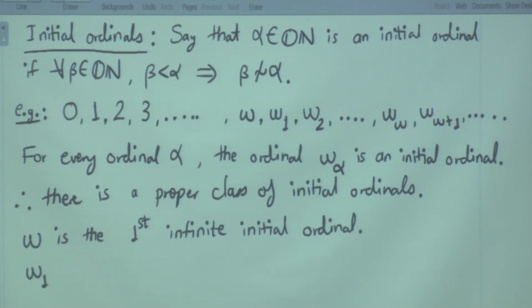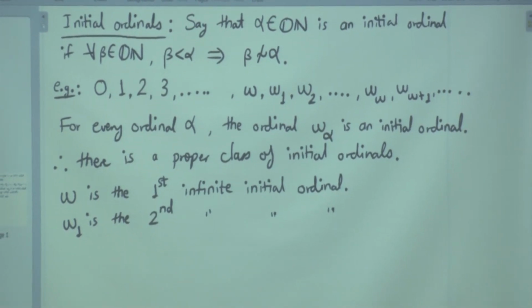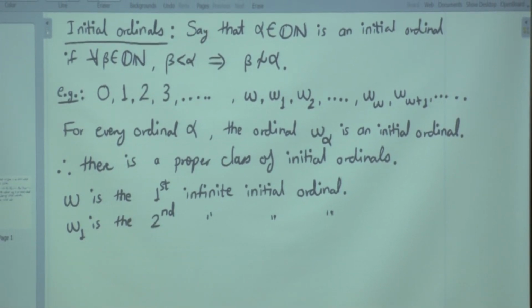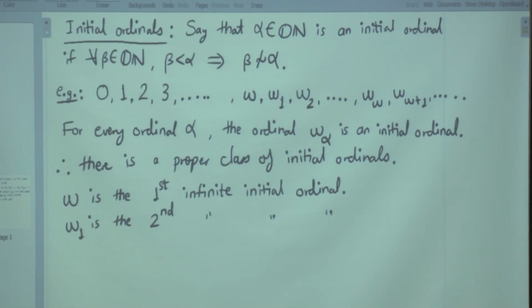What is omega 1? It is the second infinite initial ordinal, or equivalently the first uncountable initial ordinal. So I can list them. This is the property of ordinal numbers: I can always list them. This is the zeroth one, this is the first one, this is the second one, this is the omegath one, this is the omega plus first, then omega plus second, and so on.